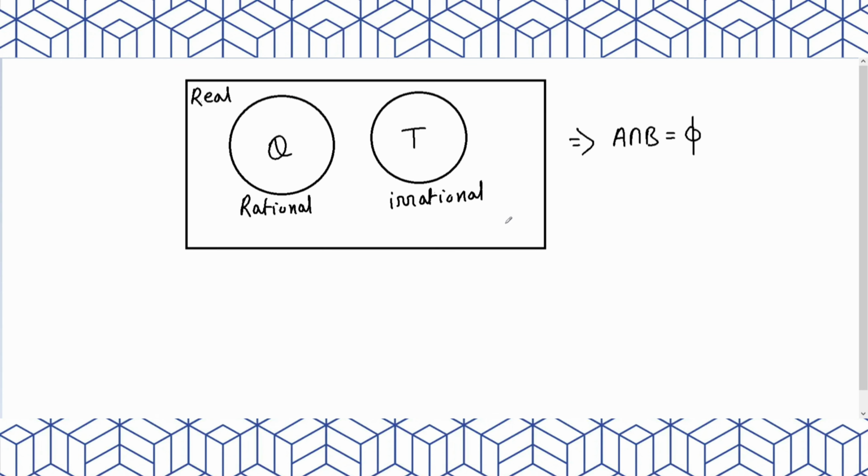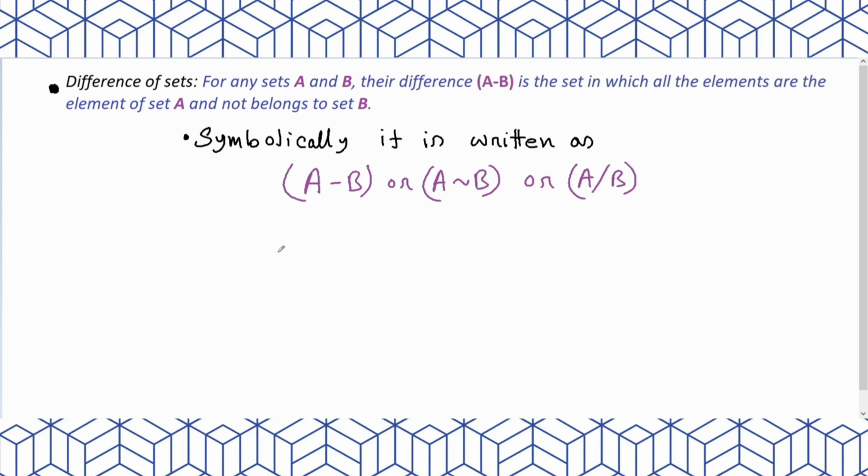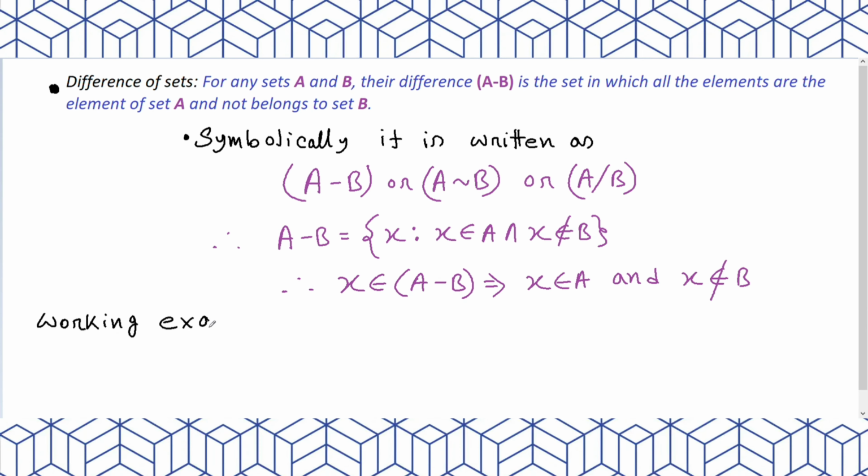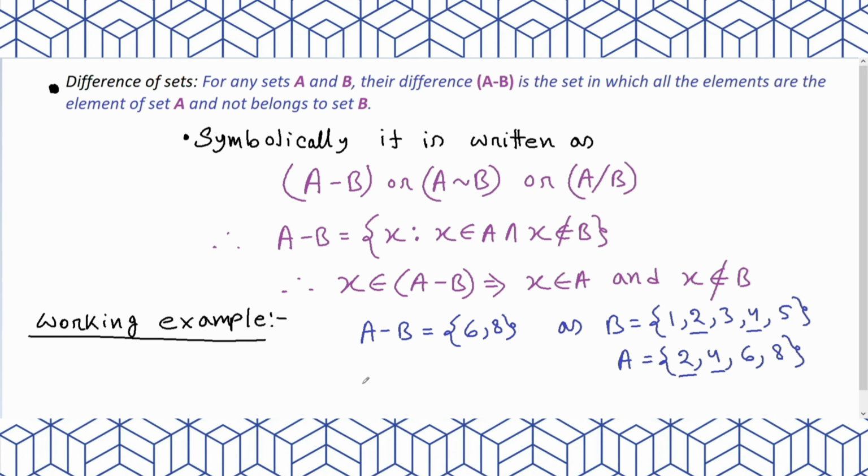The next operation on sets is difference, denoted by A minus B or A slash B. It is the set of all elements that belong to A but are not members of B, written in set builder form as x such that x belongs to A and x doesn't belong to B. Again, from the previously given example, A minus B is the set containing 6 and 8 only. Though 2 and 4 are elements of A, we select only 6 and 8 in A minus B, as 2 and 4 are elements of B. Similarly, we can write B minus A equals 1, 3 and 5.